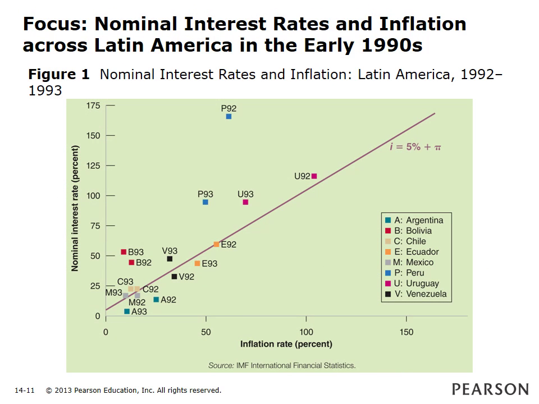Figure 1 plots the nominal interest rates and inflation numbers for 8 Latin American countries for 1992 and 1993, a period of high inflation for Latin America. A line with the slope of 1 reasonably fits the data. A real interest rate of 5% is assumed. Under the Fisher hypothesis, a 1% increase in inflation should be reflected in a 1% increase in the nominal interest rate, which seems to be reflected in the data points on the graph.